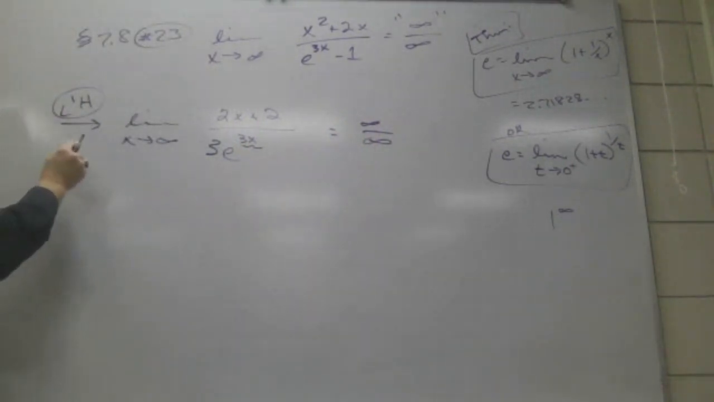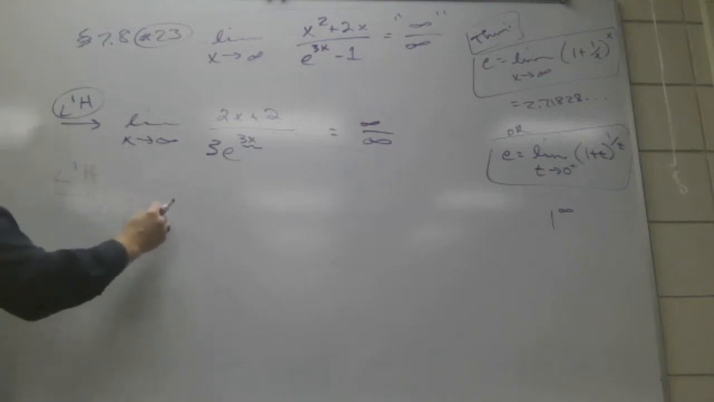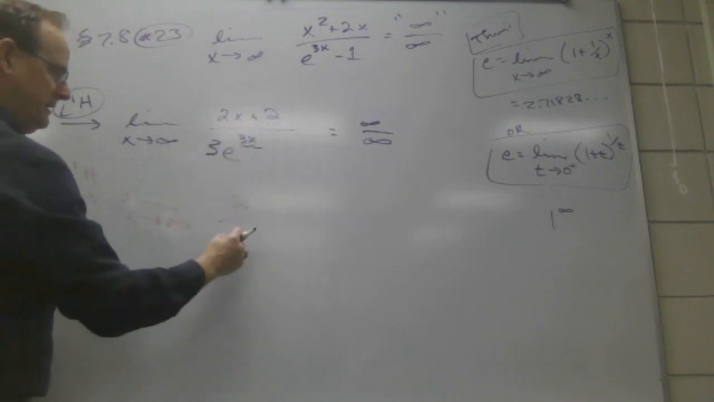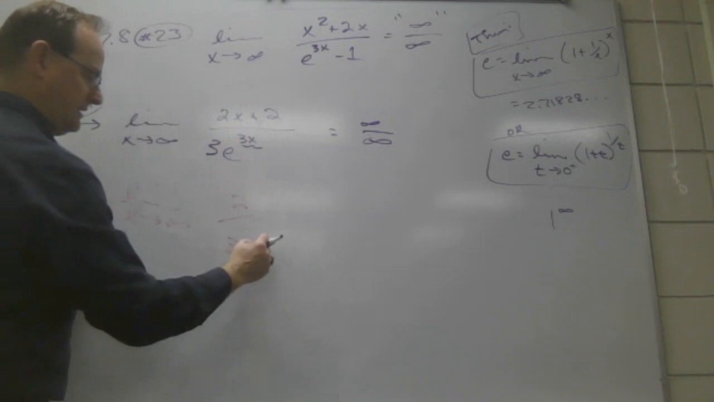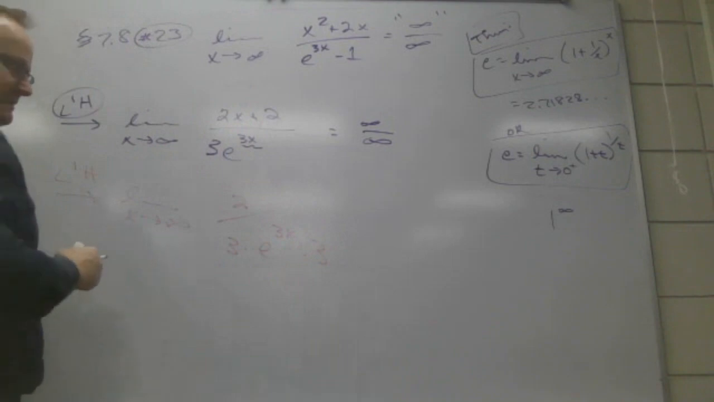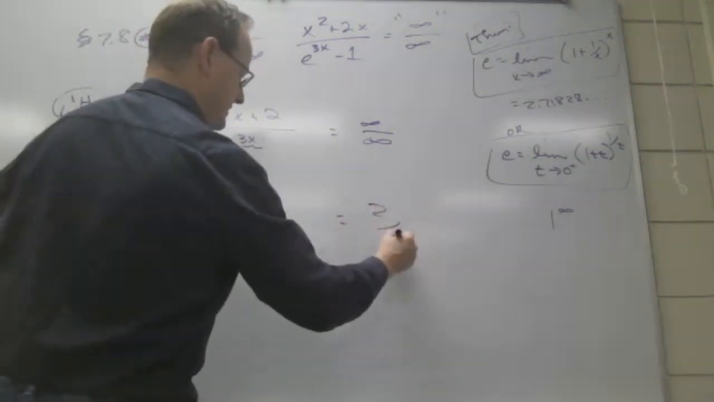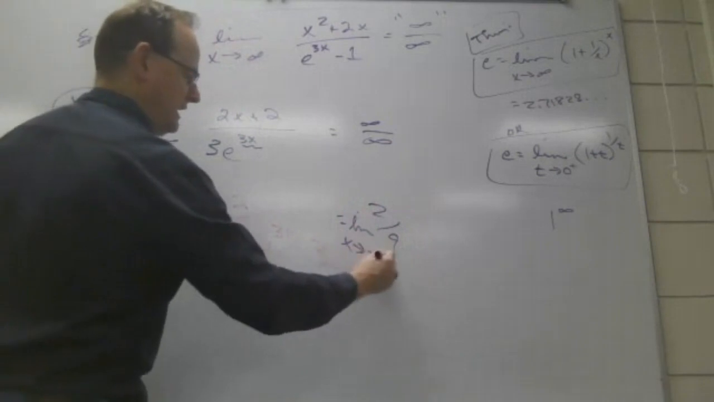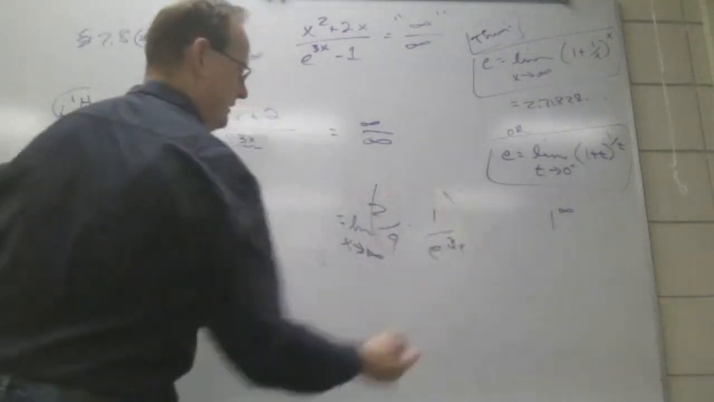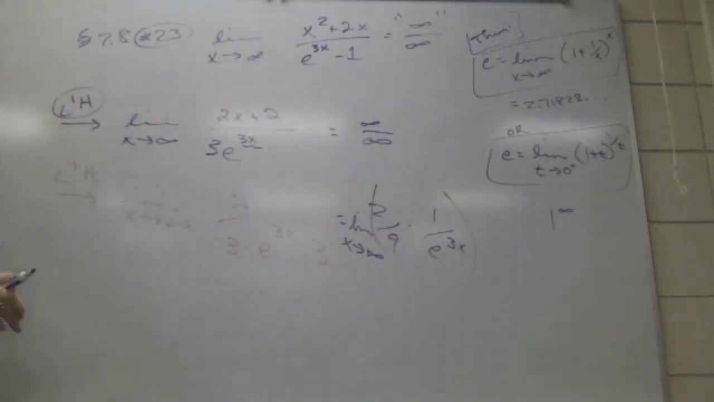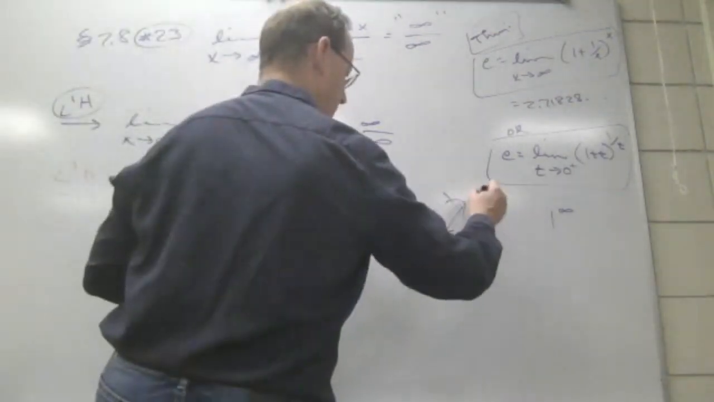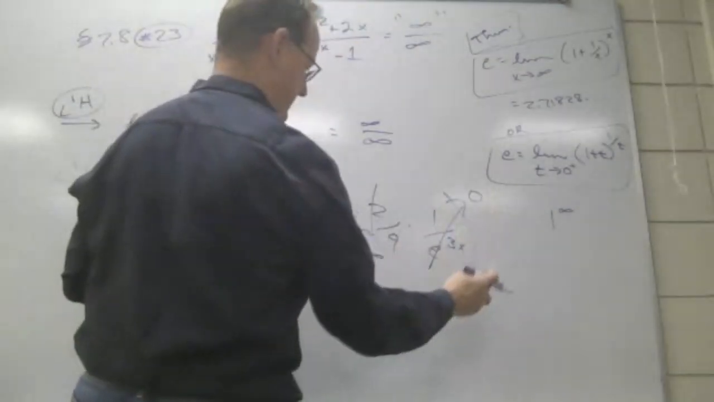Do it again. So you use L'Hopital's again. So it's going to be the limit as x approaches infinity of top, I get 2, denominator, I get 3 times the derivative of e to the 3x, which is e to the 3x times 3. So that's, anyway, that's 2/9. So we got the limit as x approaches infinity of 2/9 times 1 over e to the 3x. Now what can I do? I can let x go to infinity. And this ends up being 1 over infinity, right? So this is going to go to 0.